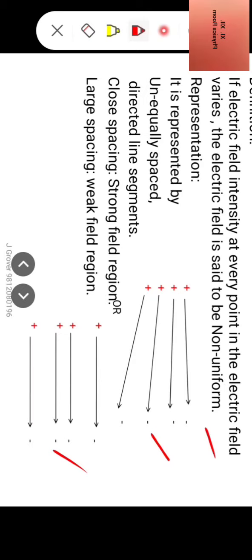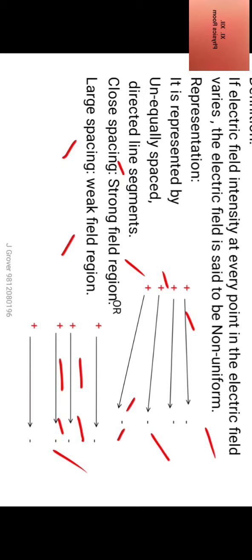Where there is close spacing, there is a strong field region, and where there is large spacing, there is a weak field region. Here you can see close spacing and here large spacing. So here the field is strong, here the field is weak. Here the spacing is large, and here the spacing is very close. So in large spacing the field is weak, in close spacing the field is strong. Remember these points because they are going to help us in understanding electric field lines and other things.